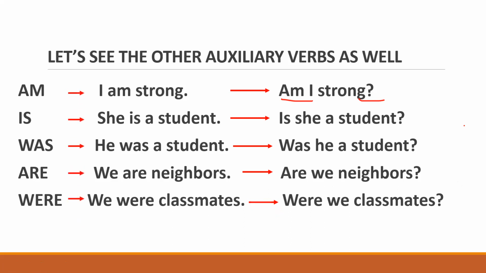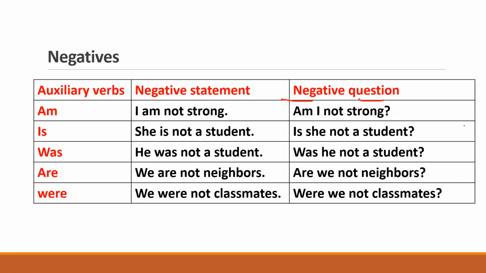Okay. And next we have the negative statements. So let me clear all the drawings that I have. Yes. So the same be verbs, which is am, is, was, are, and were. Let's see with a negative statement, which is with not. Okay. I am not strong. Now here only the auxiliary verb comes in the front and it is converted into: Am I not strong? She is not strong. Again, only the auxiliary verb in the front and it is read as: Is she not strong?